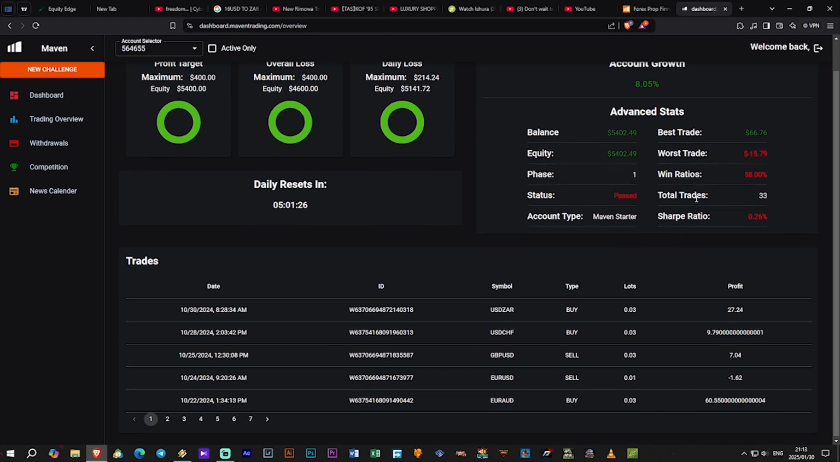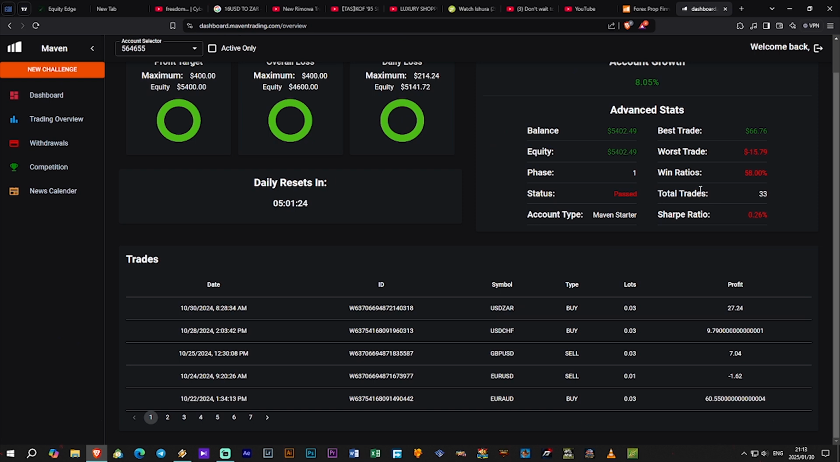I think it was on AU or Euro USD, but I'll check. And my win ratio is 58%. You don't need a 100% win ratio to win. So yeah, let me just show you guys what happened.